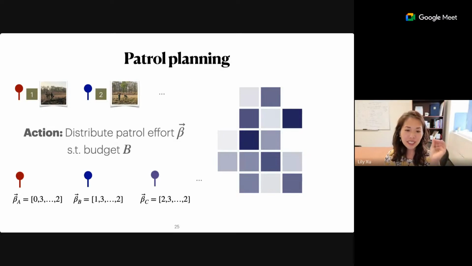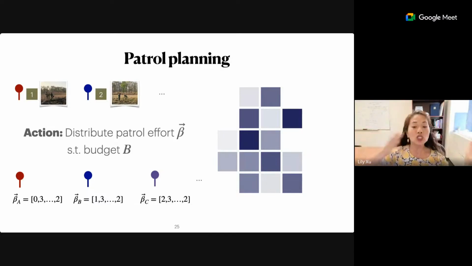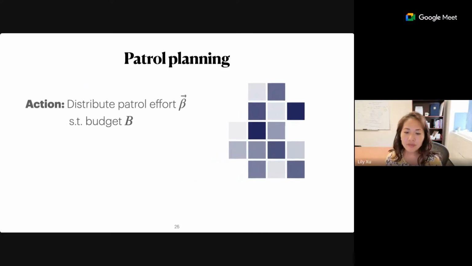So now our action is not just a binary vector of which areas to patrol of length n, but rather a distribution over all n regions of how much effort to spend in each region, subject to our budget constraint of 40 hours a week. So maybe patrol for 3 hours in one region, 2 hours in another, and 0 in another.